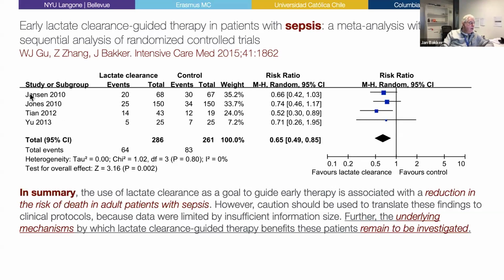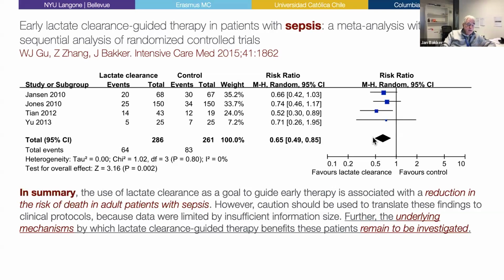So USA, Netherlands, and 2 from China, and we found that indeed, if you adjust your therapy with the aim to decrease lactate, and all these therapies are aimed at oxygen flow, and only ours was based on demand as well. If you do this in clinical practice, it seems that your patient probably benefits from this. So that was the evidence up until then.